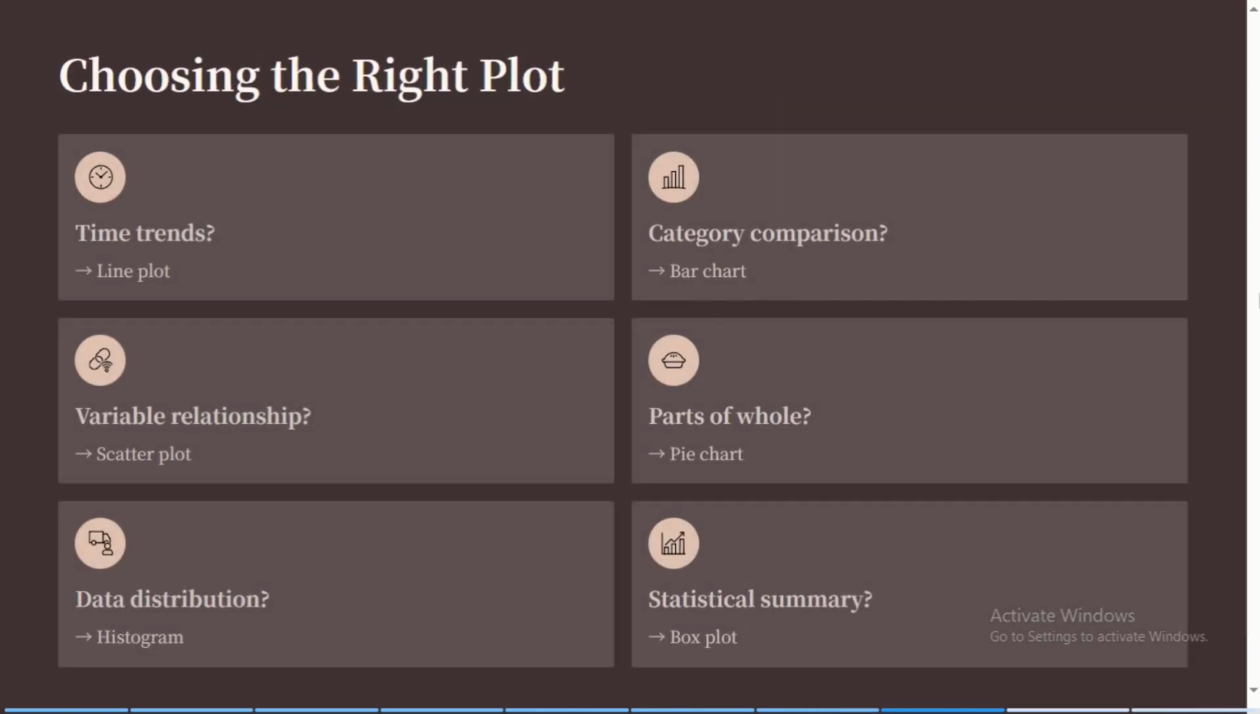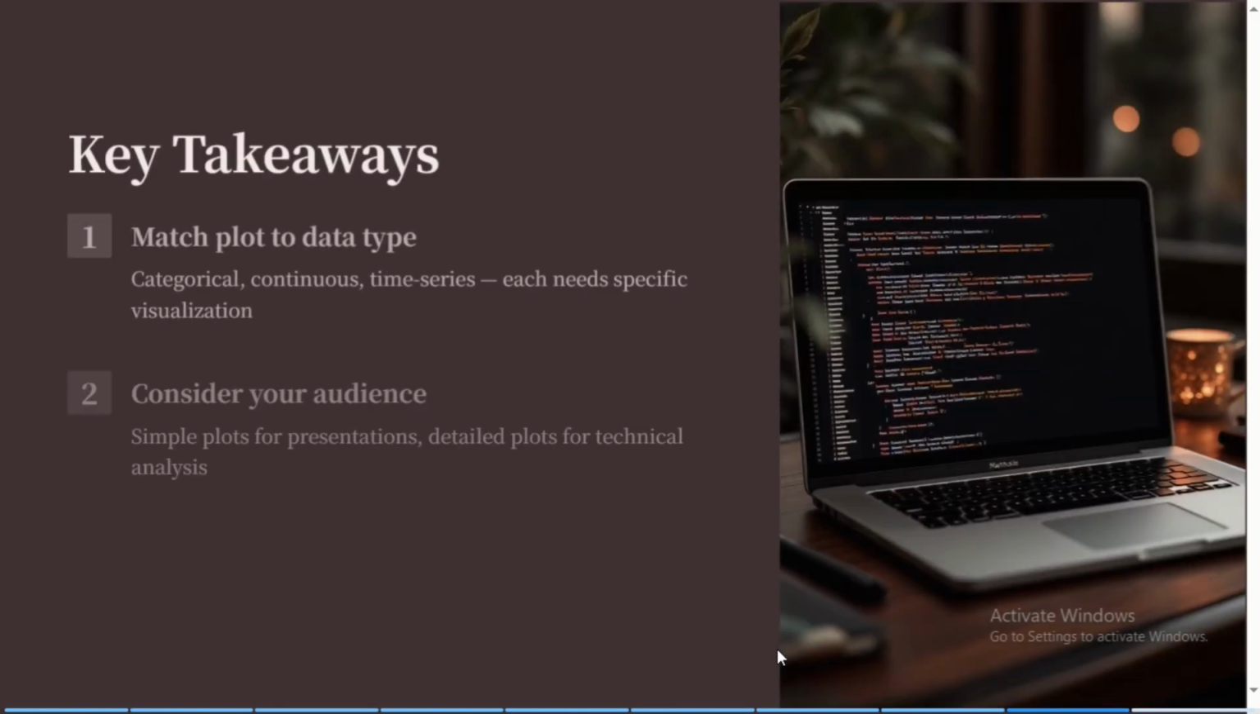This slide is extremely important. If you want to become good at data visualization, always ask the right question. If you are analyzing time trends, use a line plot. If you want to compare categories, use a bar chart. If you want relationships, use a scatter plot. For parts of a whole, use a pie chart. For distributions, use a histogram. For statistical summaries, use a box plot. So these are the different types of plots.